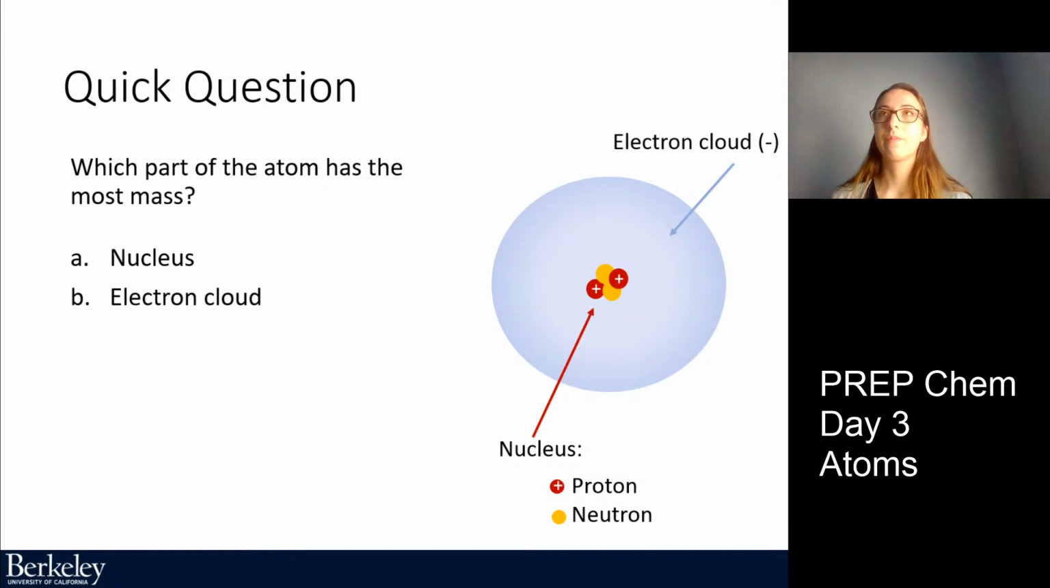Let's give it a little extra time because there are a few that are just now getting into their breakout rooms. Okay, so we'll give you about 2 minutes to get settled into your breakout rooms and also think about the question with the members of your breakout room.